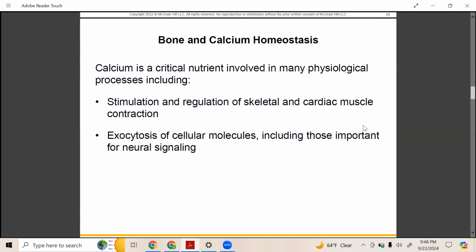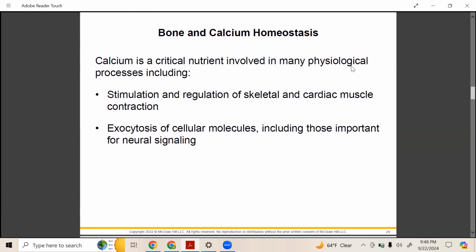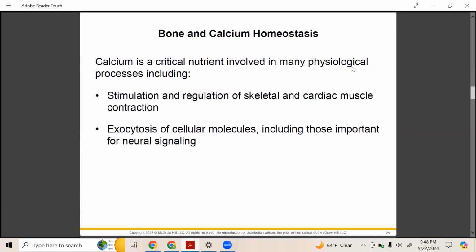I said earlier when we were talking about bone function that our calcium concentration in our blood is vital because of functions such as muscle contraction. So in terms of maintaining our calcium homeostasis, we need to balance how much calcium we're dedicating to the bones and how much calcium we allow to stay free in the bloodstream. Besides muscle contraction, we mainly need calcium for exocytosis of molecules, which is an important process for being able to use our nerves for signaling.